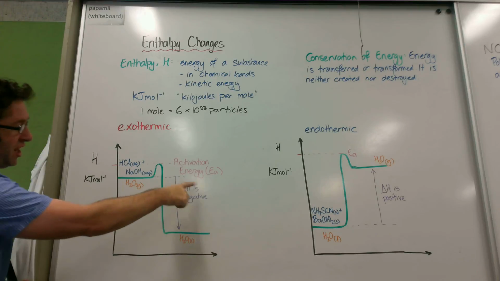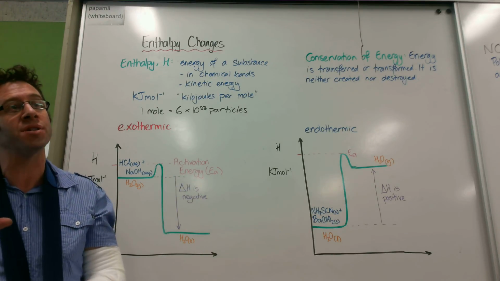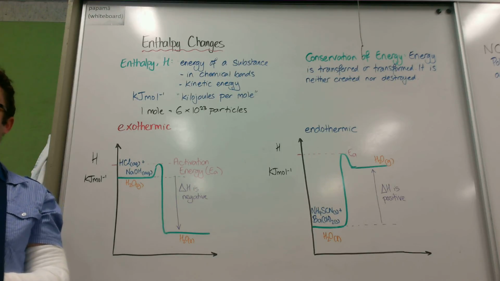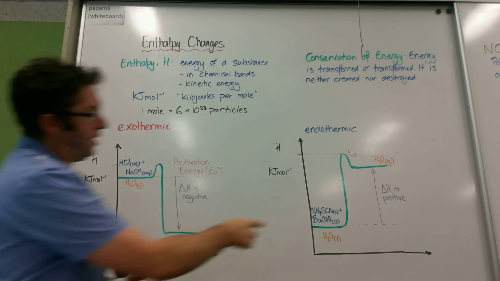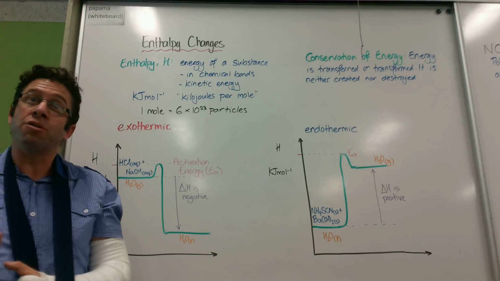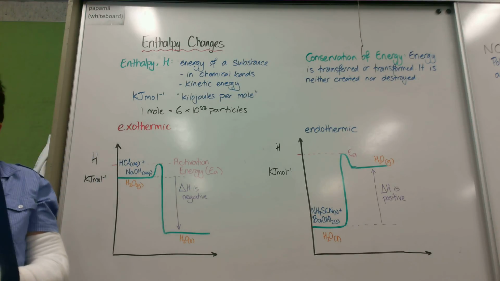If that change in enthalpy is negative, we call it exothermic, and it should feel like it gets hotter. Exo, outside, thermic, energy or heat, so it gives off heat. If that enthalpy change is positive, it's what we call endothermic, and endo means inside, so it takes in heat energy.